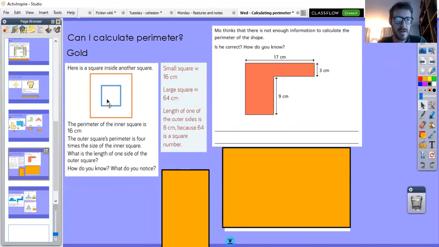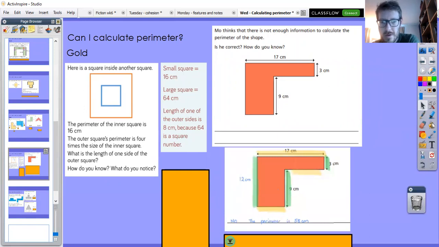Okay, so the small square inside, you've got a perimeter of 16 centimeters. The outer square's perimeter is 4 times the size. So 4 times the size means that this one is going to be 64 centimeters. And then one of the sides will be 8, because 64 divided by 4 will be 8. So we've got to divide it out to find the side length. And then this one, no, the perimeter is 58 centimeters.